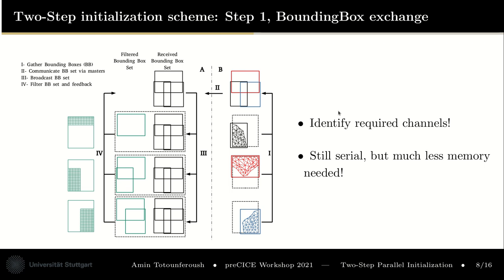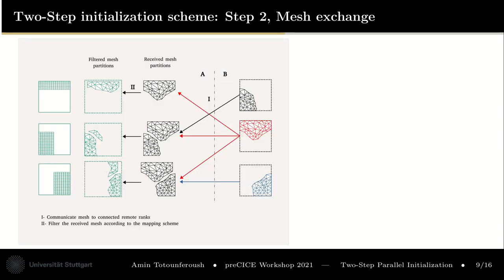This was already the first step. In the second step, after we have created the channels, it is time to find out which data actually must be communicated during the runtime. For this, each rank from solver B sends their mesh partition directly to the ranks of solver A that they are connected to.